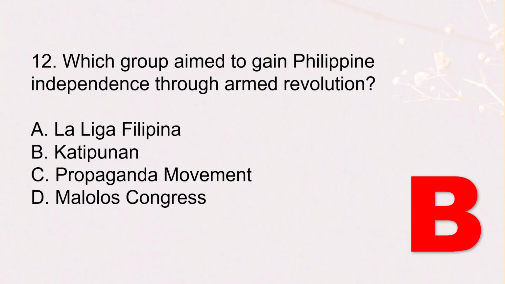Okay, so the correct answer is letter B. The Katipunan, the KKK, was led by Bonifacio, and they advocated armed struggle. They wanted to gain independence through armed revolution. For letters A and C, the Liga Filipina was led by Jose Rizal, and these groups sought peaceful reform. For letter D, the Malolos Congress was a legislative body, not a revolutionary group.